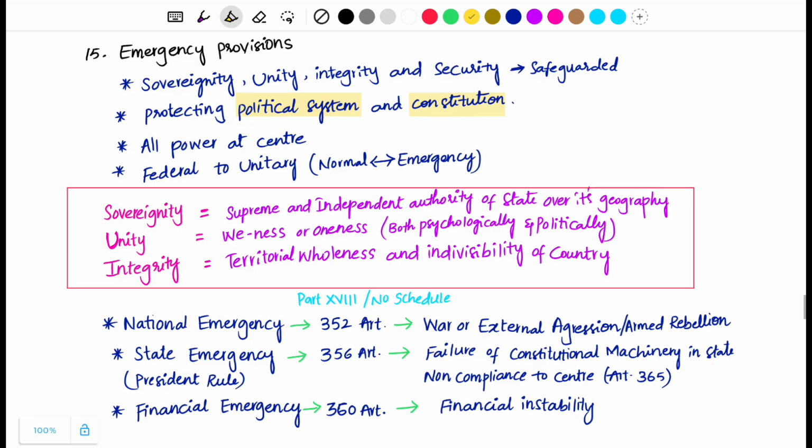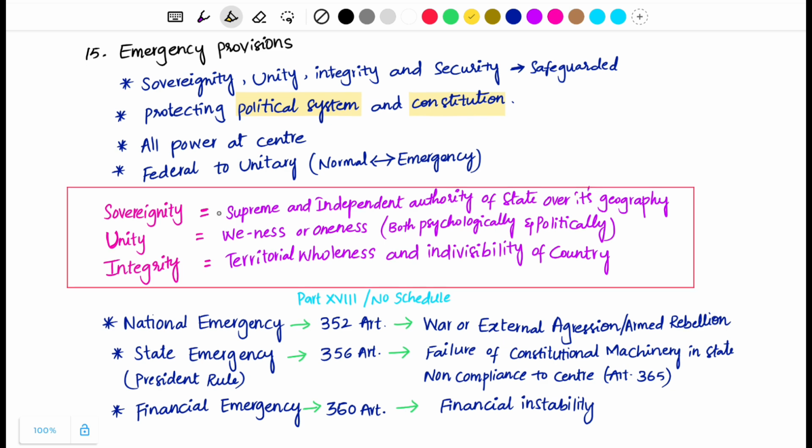While the emergency provisions are in order, the Indian system turns from federal to unitary. In normal times, it is federal in nature, slightly biased towards the unitary side. But the moment emergency provisions are invoked, all the federal powers are transferred to the center. It becomes a unitary state.